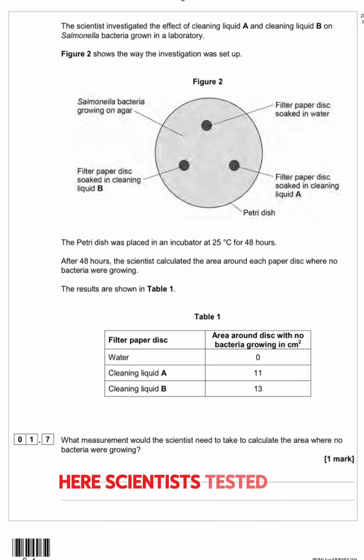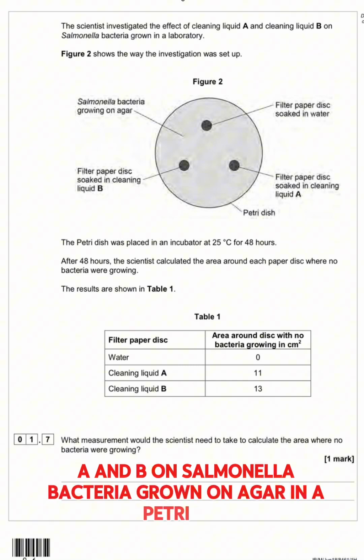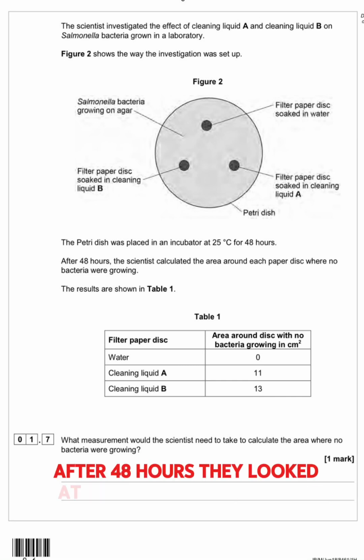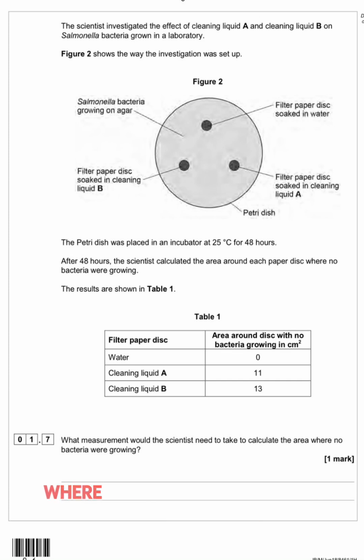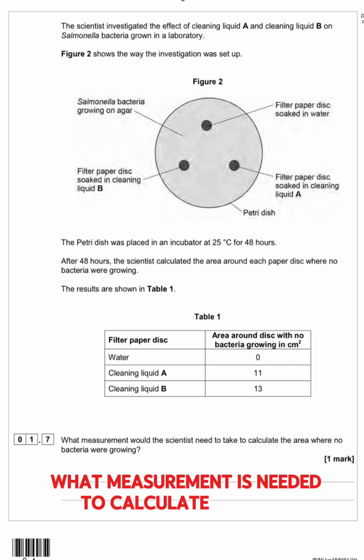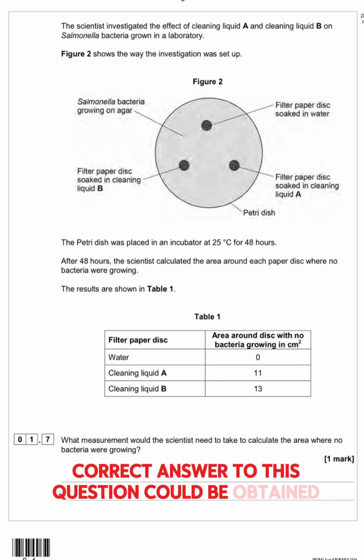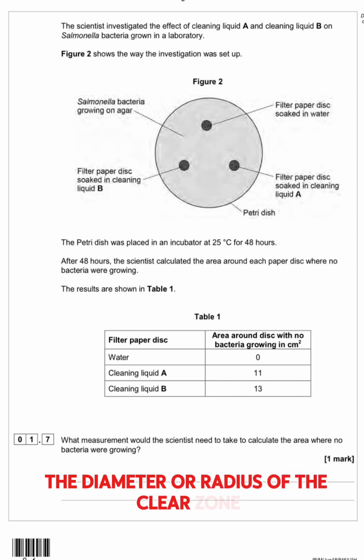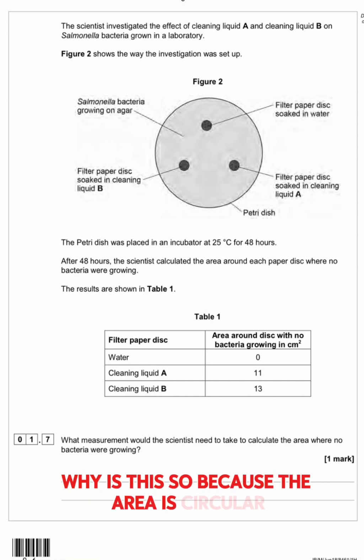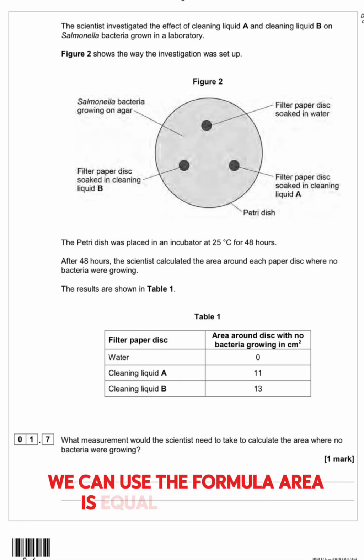Here, scientists tested 2 cleaning liquids, A and B, on Salmonella bacteria grown on agar in a Petri dish. After 48 hours, they looked at the clear areas around the paper discs, where no bacteria had grown. These clear areas are called zones of inhibition. Here the examiner asks you, what measurement is needed to calculate the area? The correct answer is to measure the diameter or radius of the clear zone. Why is this so? Because the area is circular. We can use the formula area equals pi r squared.